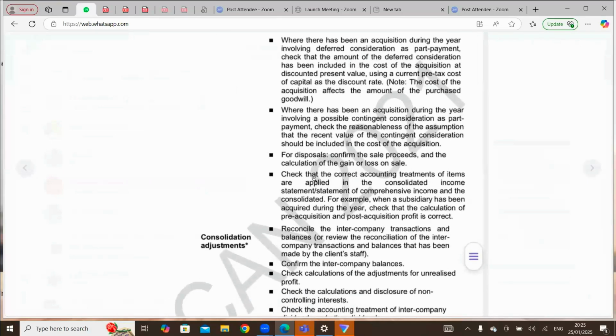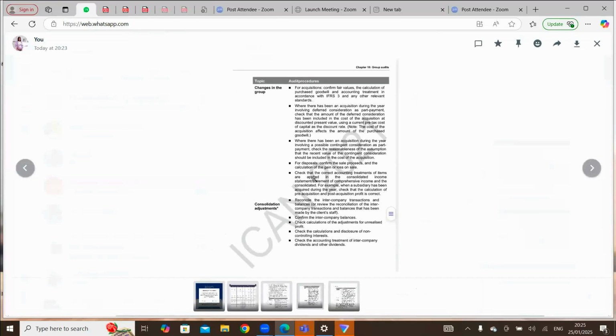Next one, he has to check if there are changes that have occurred in the group. For acquisition, he has to confirm that a fair value has been used. If there has been an acquisition during the year, he has to make sure that purchase consideration is being considered, the normal purchase consideration that you do for your group account. You also make sure that if it happened during the year and there are contingent considerations, all those conditions have been met. If there are disposals, that they properly calculated the gain or loss on those disposals, and that the accounting treatments are correctly applied on these changes that have occurred in the group.